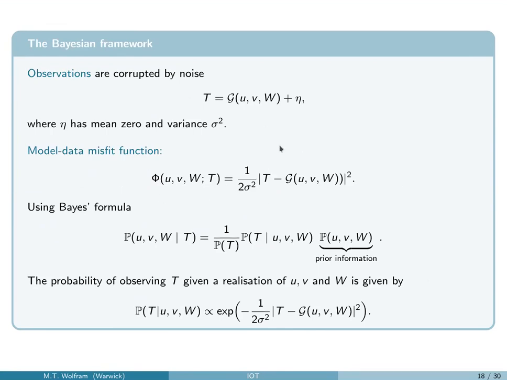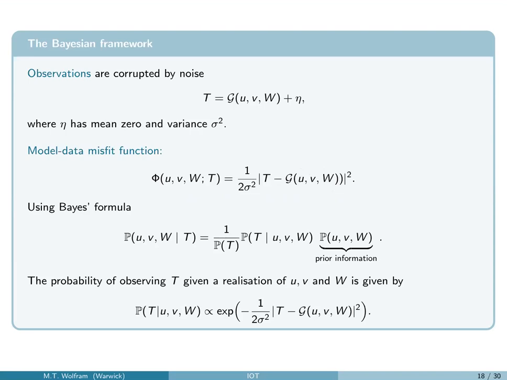Here is my observation minus this mapping from my vectors U, V, and W to the transportation map. U and V are the two probabilities, so to say, they correspond to the probability densities. W here corresponds to my cost. Given this kind of sample, I can calculate this transportation map. I look at how much they differ. This is just a misfit function.